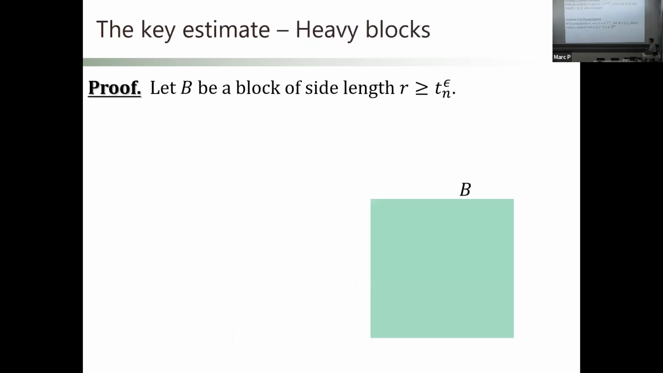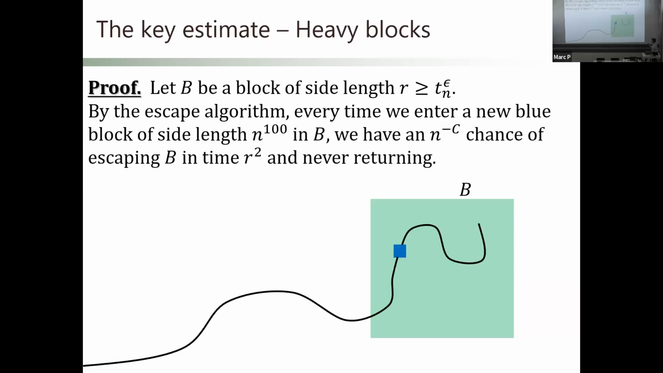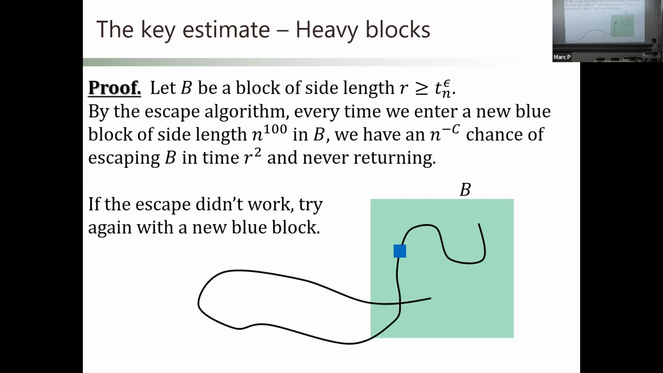Okay, and the fact that we don't see heavy blocks is going to come from this escape procedure that I described before. So a walk enters B, we start this escape procedure in some small subblock here, and maybe it escapes and never comes back to B, and then it won't have spent too much time in B. But maybe it didn't, and you loop around and come back. Well, then we'll just try this again.